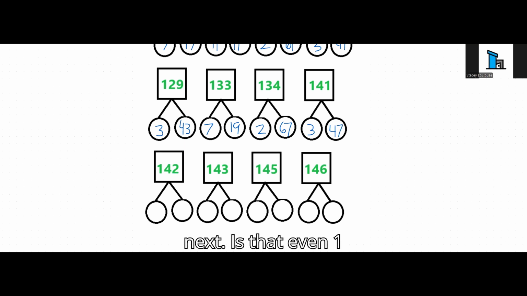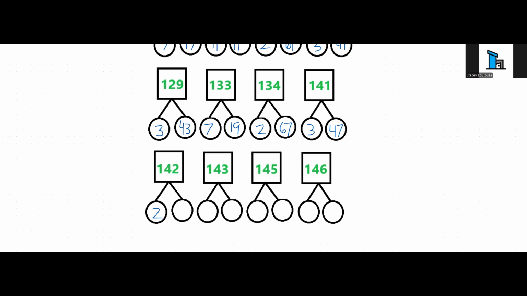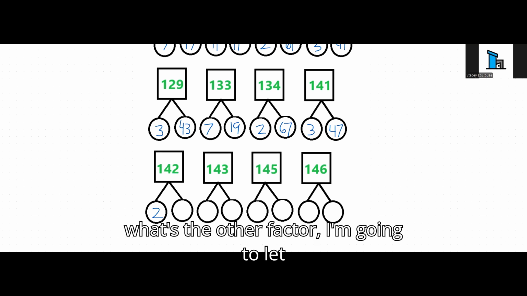Okay, next is an even one. So we know one of the factors is 2. Let's look at the divisibility rule here. 7, 8. Nope, that's not divisible by 3. 6 from it gives us 8. And so that's not right. So it looks like the alternating will work. 1 plus 3 is 4. 4 minus 4 is 0. So we know it's divisible by 11. But what's the other factor? I'm going to let you figure that one out.